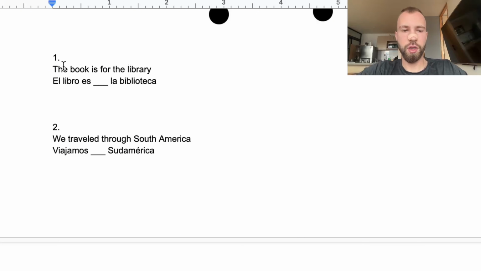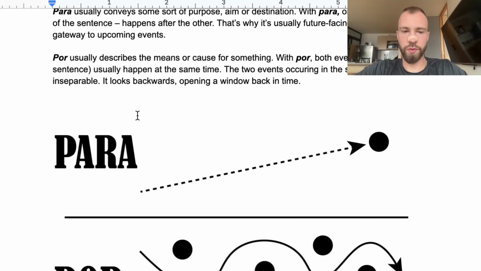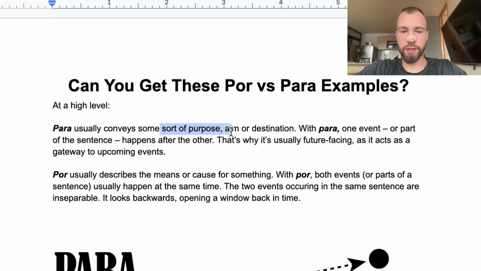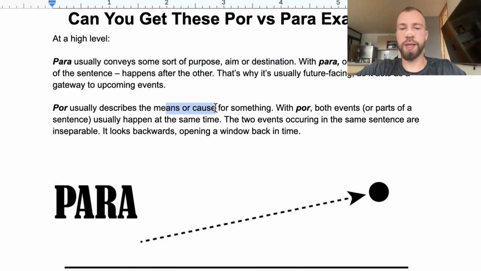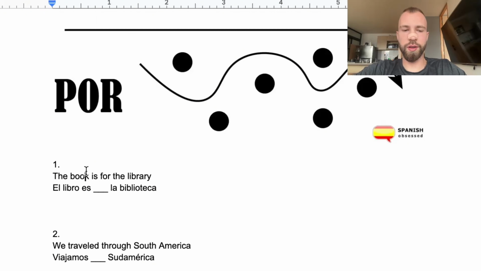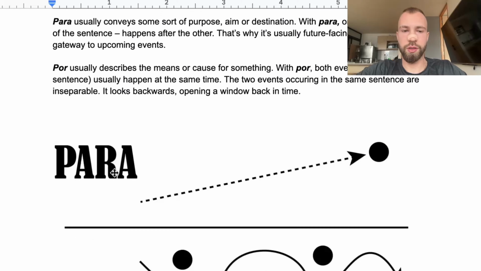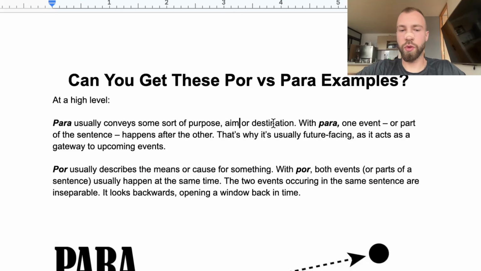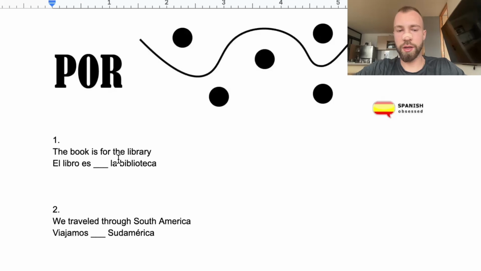So the first example, the book is for the library. El libro es por or para la biblioteca. El libro es por la biblioteca or el libro es para la biblioteca. Are we conveying some sort of purpose, aim, or destination, or the means or cause for something? This isn't talking about a means or a cause. It's talking about a purpose, aim, or destination. In this case, the aim is the library. The book is for the library, so it's para.